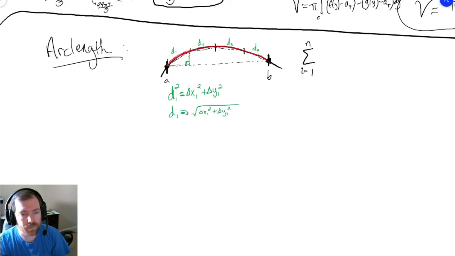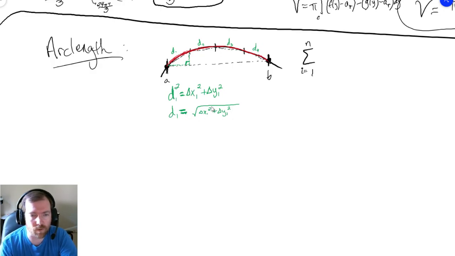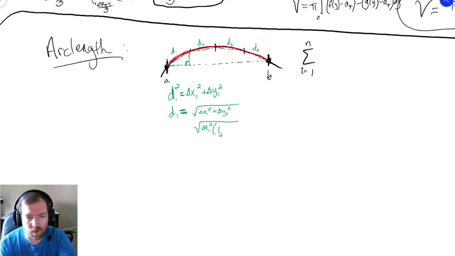And also, we could say that we want this to be something that we're familiar with, so let this be the square root of, we factor out a delta x1 squared, and this leaves behind a 1 plus delta y1 over delta x1 parentheses squared.